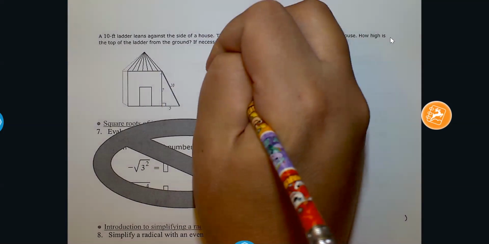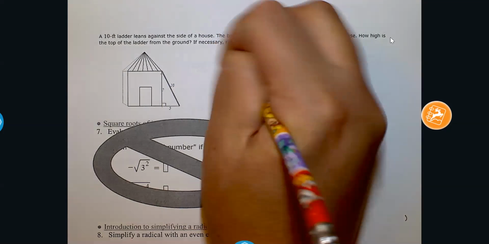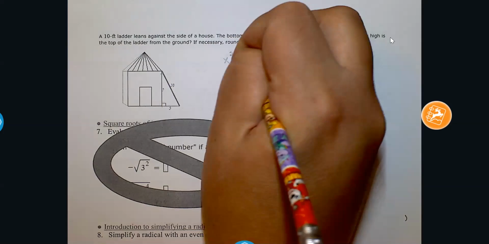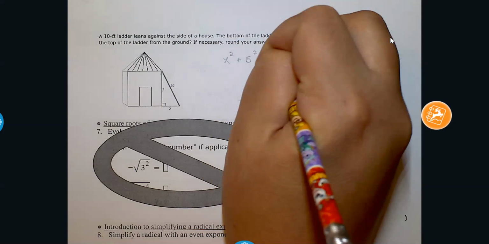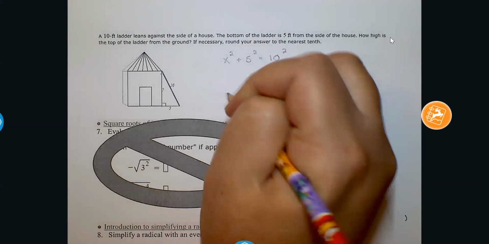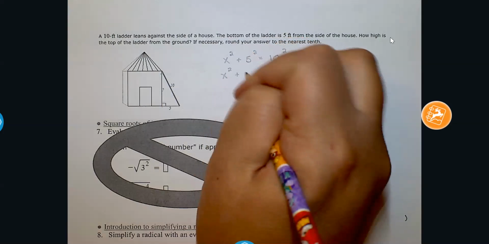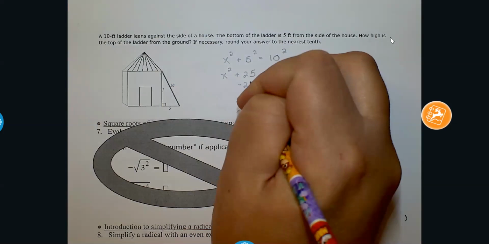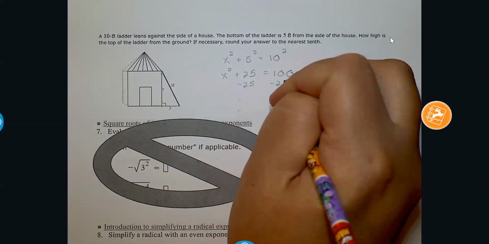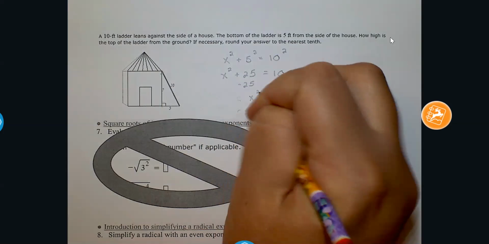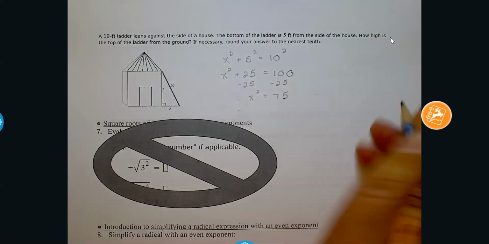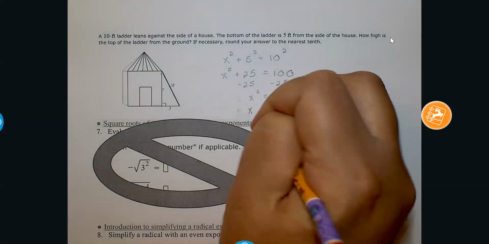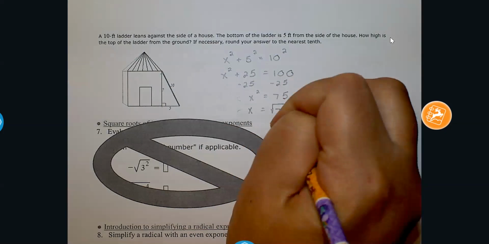So this is going to be x squared plus 5 squared equals 10 squared. So x squared plus 25 equals 100. And we would subtract 25 from each side. So x squared equals 75. And then x would equal the square root of 75.